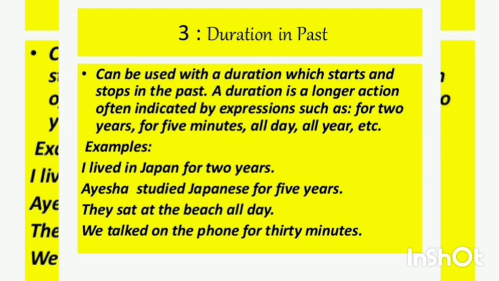So simple past tense can be used with a duration which starts and stops in the past. A duration is a longer action often indicated by some time expression such as for 2 years, for 5 minutes, all day, all year, etc. Or you can write last year, last day, last weekend.